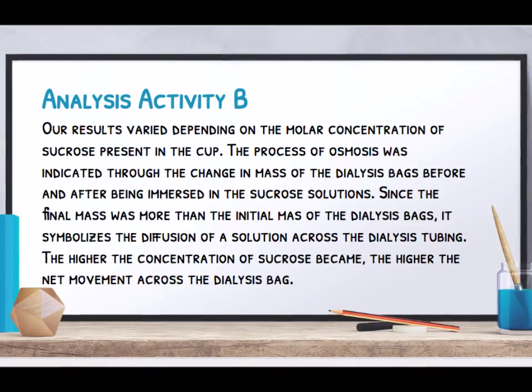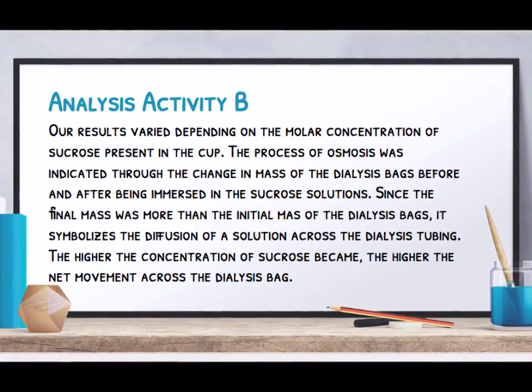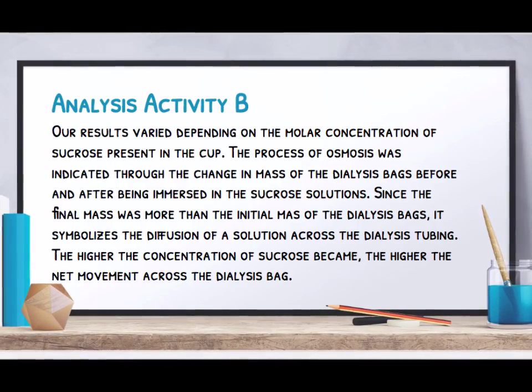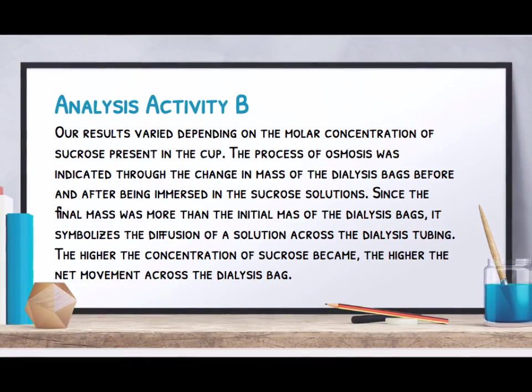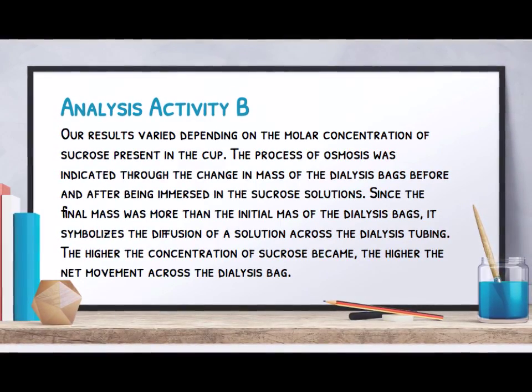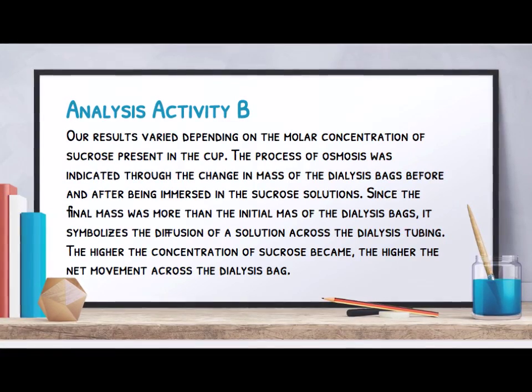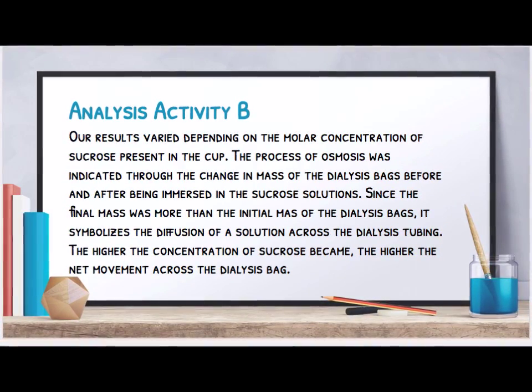Our results vary depending on the molar concentration of sucrose present in the cup. The process of osmosis was indicated through the change in mass of the dialysis bags before and after being immersed in the sucrose solutions. Since the final mass was more than the initial mass of the dialysis bags, it symbolizes the diffusion of a solution across the dialysis tubing. The higher the concentration of the sucrose became, the higher the net movement across the dialysis bag.